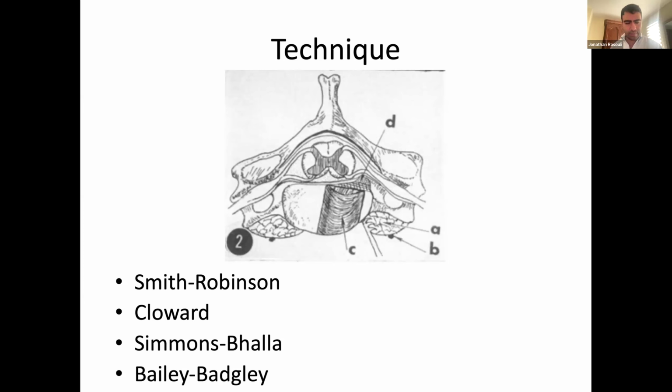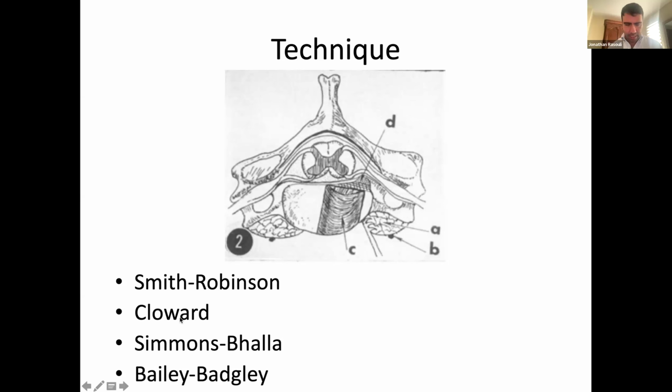We place Caspar pins, distract, do our discectomy, and put in an interbody, and it's dealer's choice on what that's going to be: metal, autograft, allograft, or PEEK, whatever you want it to be. Right? That's the Smith-Robinson technique. Now there are other techniques that exist. The Cloward is probably the second most well known, and the other ones are far less known. These all kind of became extinct in the 80s and 90s. No one really does Bailey and Badgley or the Simmons technique.